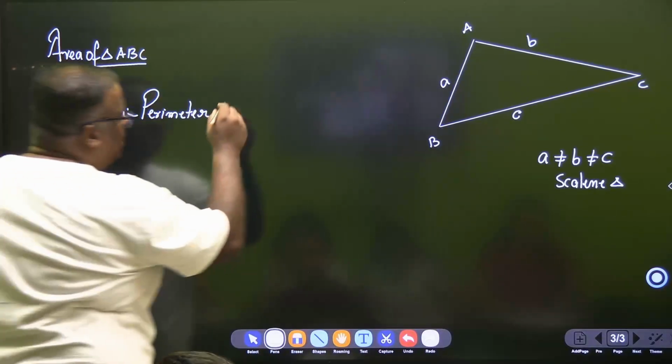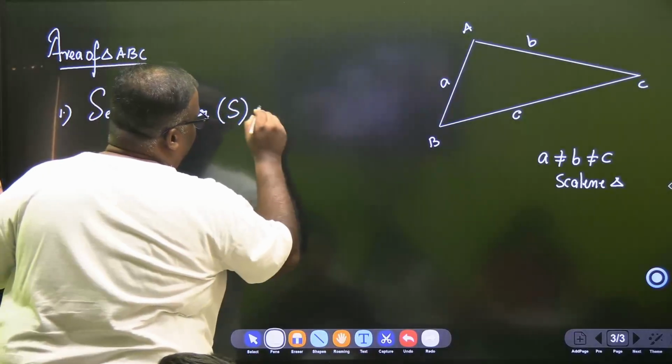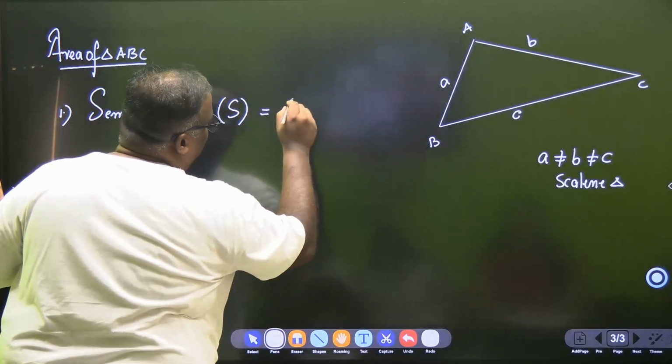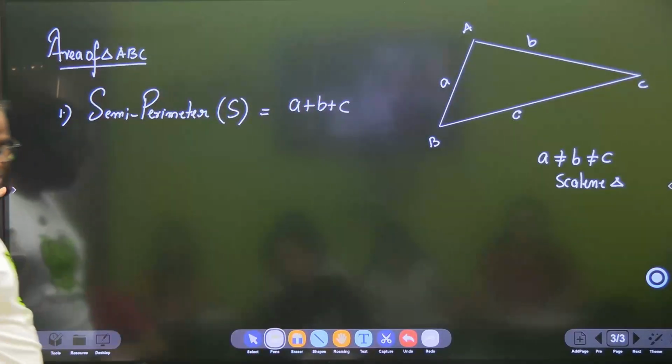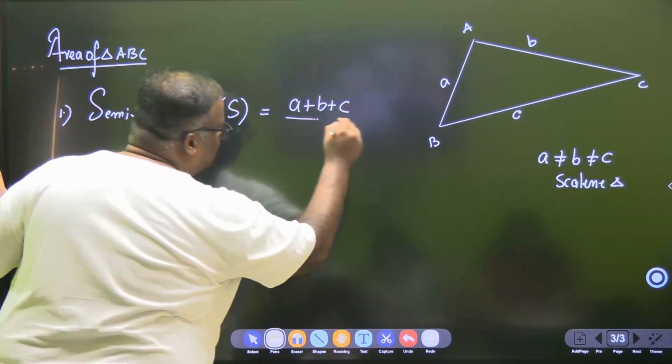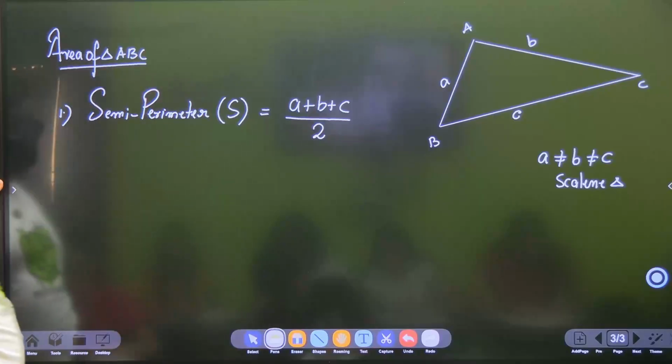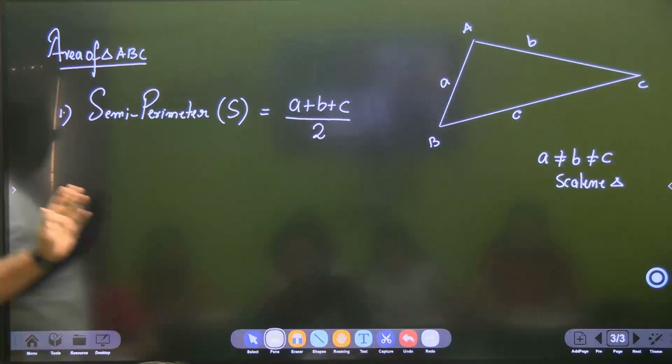Semi perimeter is denoted by the capital letter S, and S is said to be, what is perimeter, children? A plus B plus C. Do you agree or not? So semi perimeter means give them a seat and put a 2 below them. A plus B plus C by 2.